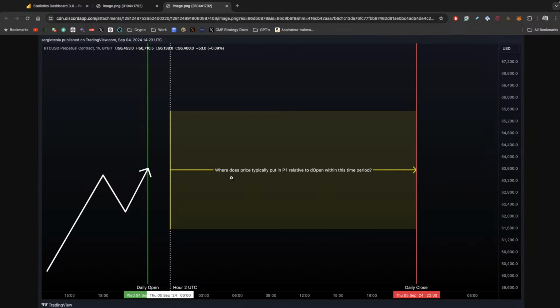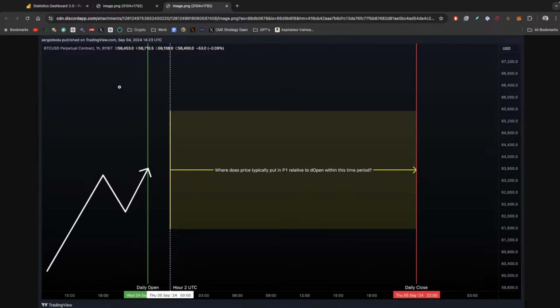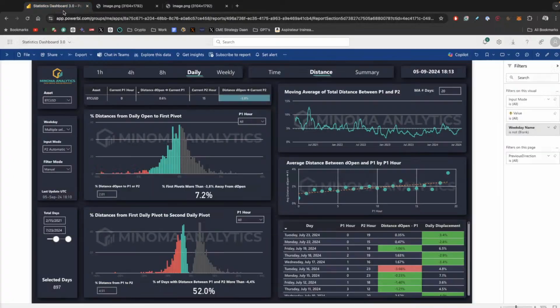Again, I cannot just read the tutorial for exactly how it works, but the main gist of it is that this is what you're asking: where does price typically put in P1 relative to daily open within this time period? As we have seen, because so many P1s are put in at hour 0 and 1, this is called more conservative, because this metric will go up.